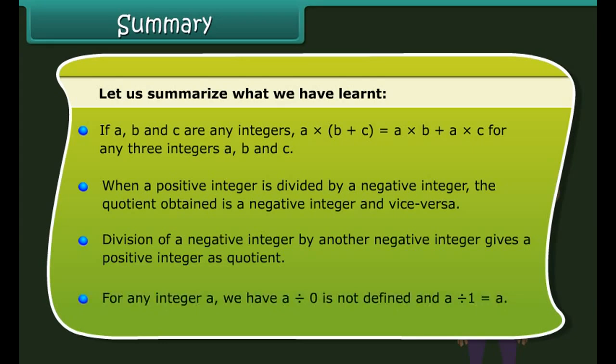When a positive integer is divided by a negative integer, the quotient obtained is a negative integer and vice versa. Division of a negative integer by another negative integer gives a positive integer as quotient. For any integer A, A divided by 0 is not defined, and A divided by 1 is equal to A.